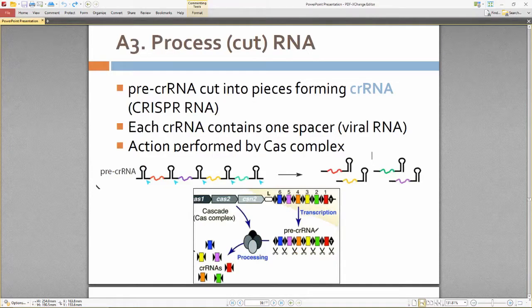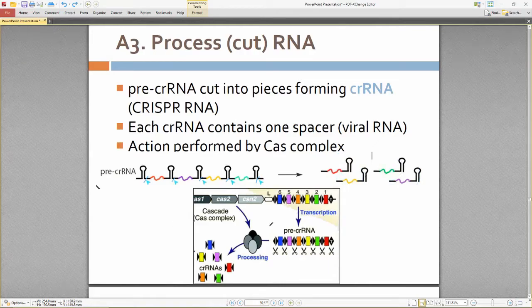Alright, step 3. After we have this pre-CRISPR RNA, it's processed and cut into pieces to form actual CRISPR RNA. Each CRISPR RNA contains one spacer. And this processing or cutting action is performed again by the Cas complex. If you look over here, it's essentially cut at this point, and what you get is CRISPR RNA. This is all called pre-CRISPR RNA, and after being processed, these are all called CRISPR RNA.